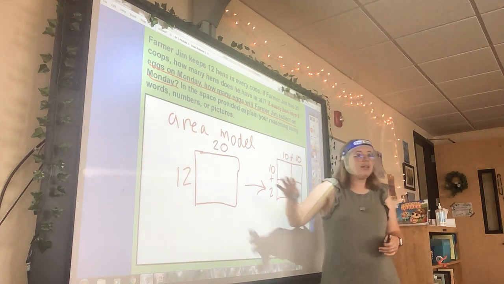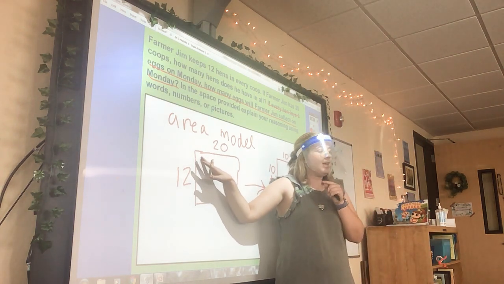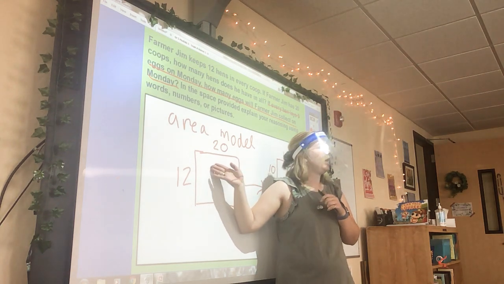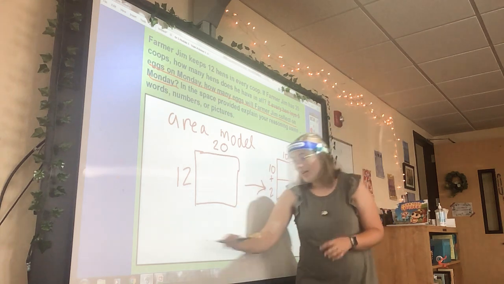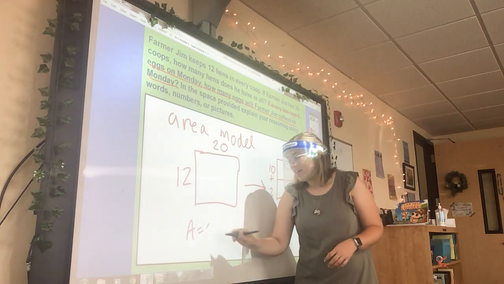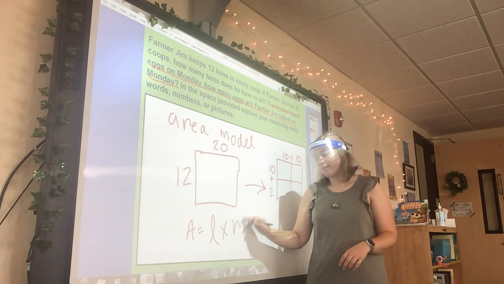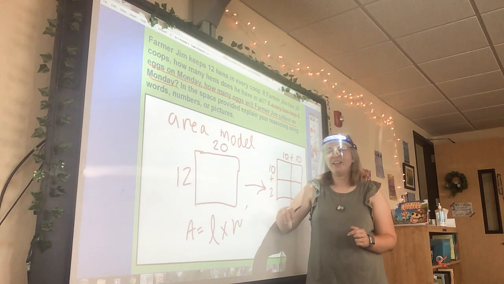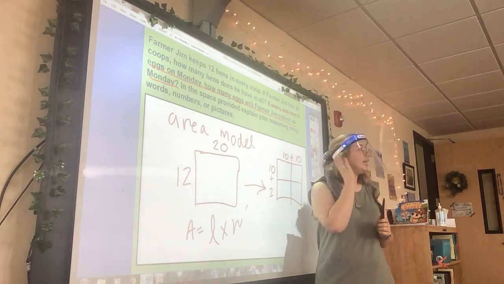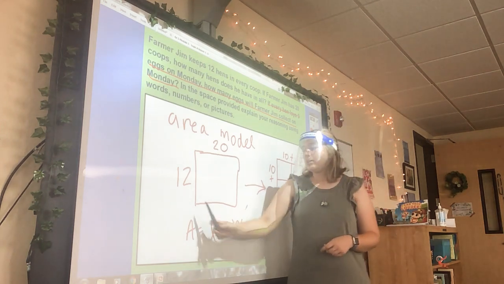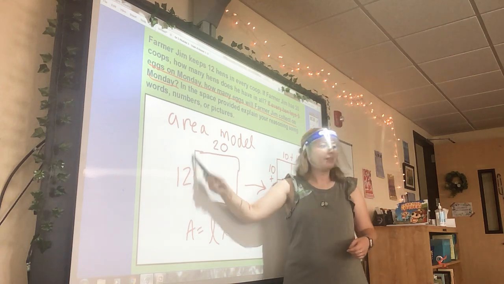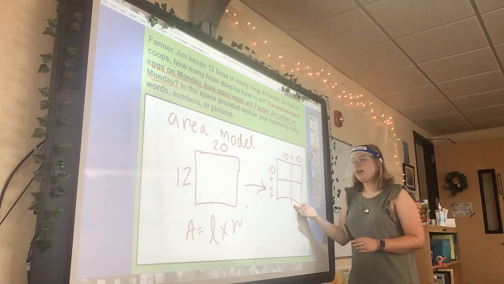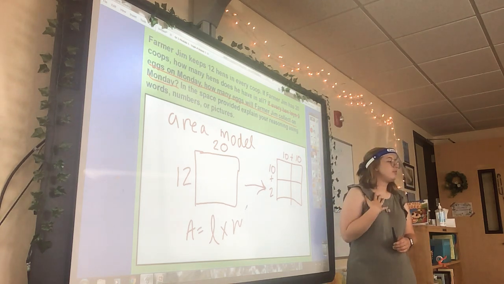So, area model. It's called an area model because you're finding the area of this square. When we find area, remember it's area equals length times width. So length times width, 12 times 20. But then we can split it up to make it a little bit easier and find those partial products.